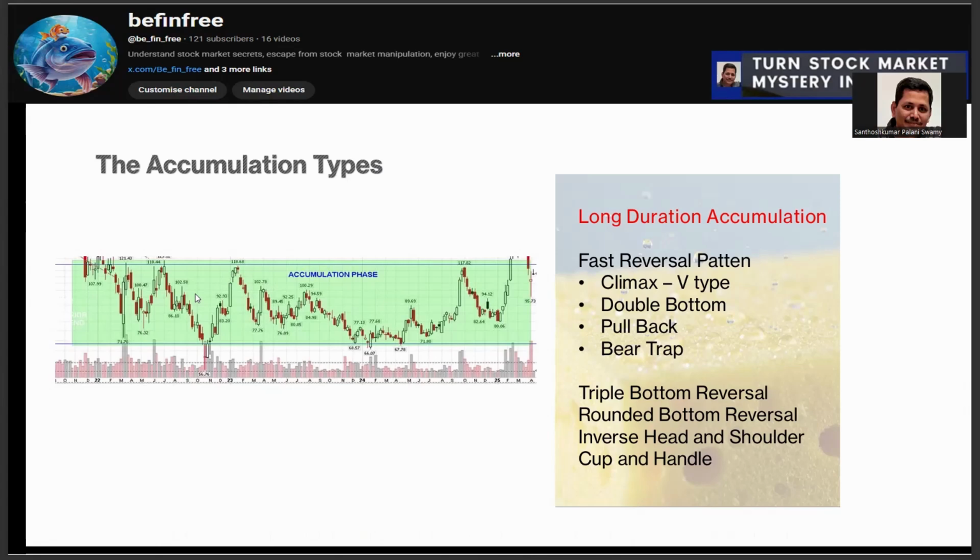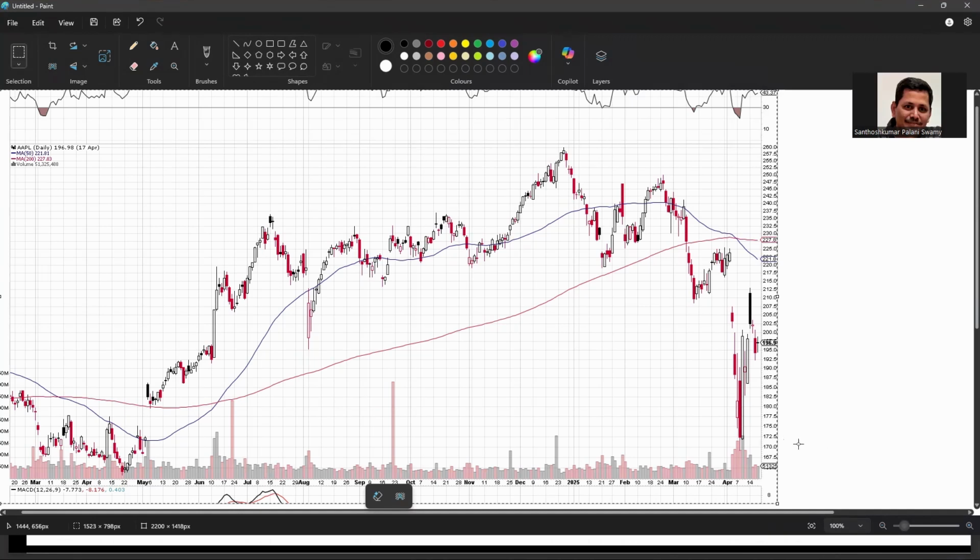When we discussed the long duration pattern, it was a few months to many years. What we see in this case is more than 3-4 years of accumulation phase. But in reality, a few accumulation phases are very fast in nature, fast reversal patterns. We will look at climax, V-type, double bottom, pullback, and bear trap. Later we will see similar patterns: triple bottom reversal, rounded bottom reversal, inverse head and shoulders, and cup and handle. First, to start, let's look at the climax.